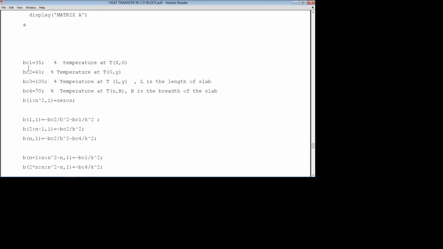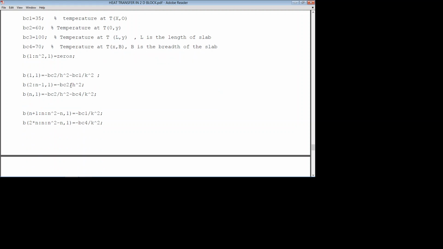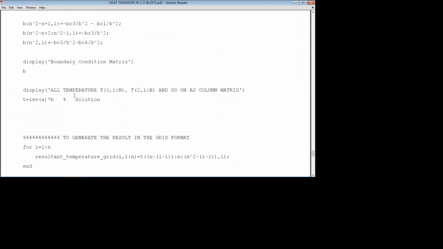So there are 4 boundary conditions. Boundary condition 1, 35 degrees Celsius. This is at y equal to 0, x will change, y will not change. The second condition is boundary condition 60 degrees. Here x will not change, x equal to 0, y will change from 1 to 3. The third boundary condition is at the end of the slab in the x direction, so x is fixed, y will again change. Then x will change, y will not change, so these are the top boundary conditions here. By substituting here, we are building the boundary condition matrix.